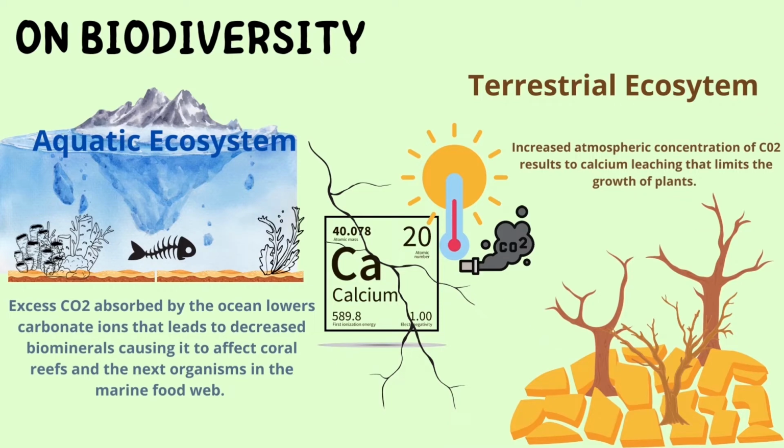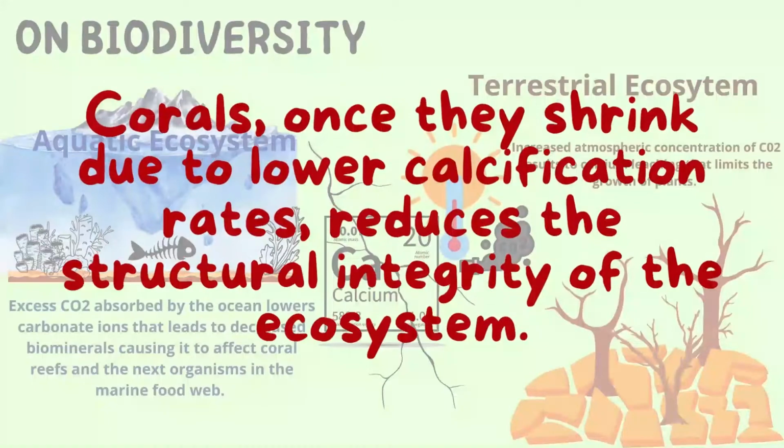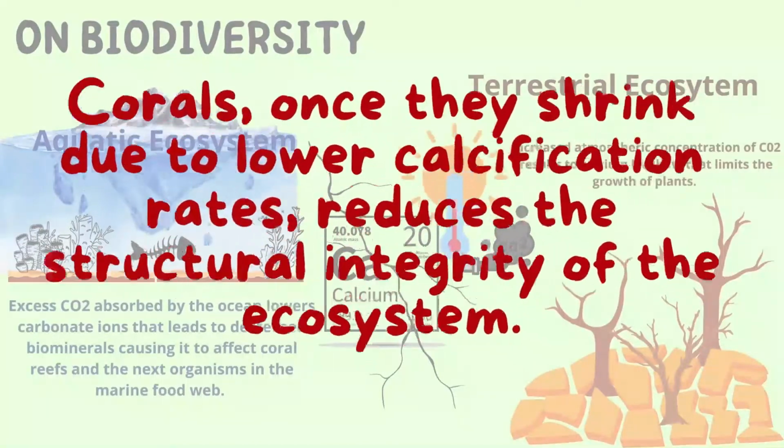Altogether, plants being the lowest in the trophic level, it affects the nutrients needed by its succeeding consumers once growth is disturbed. Corals, on the other hand, once they shrink due to lower calcification rates, reduce the structural integrity of the ecosystem, which decreases the food and shelter available for hundreds of thousands of species.